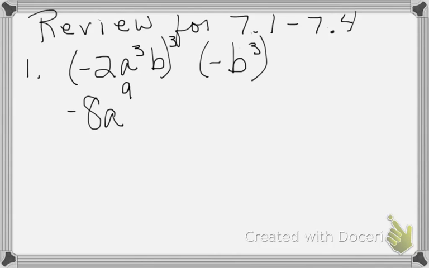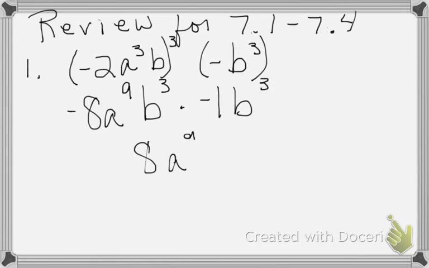A to the ninth, power over power, we multiply. B to the third times negative 1, b to the third. Anytime you have a negative variable, replace it with a 1. Now I'm going to multiply negative 8 times a negative 1 is positive 8. I don't have anything to multiply the a to the ninth with. When I multiply b to the third times b to the third, I get b to the sixth. When you multiply variables, you add the exponents.